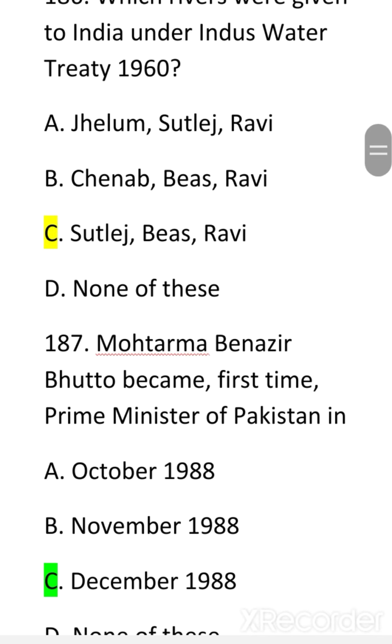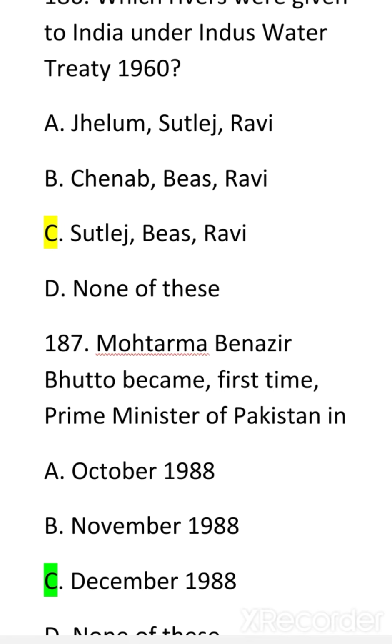Question number 186. Which rivers were given to India under Indus Water Treaty 1960? Option A Jhelum, Satluj, Ravi, B Chenab, Byas, Ravi, C Satluj, Byas, Ravi, D none of these. Correct option is C Satluj, Byas, Ravi.